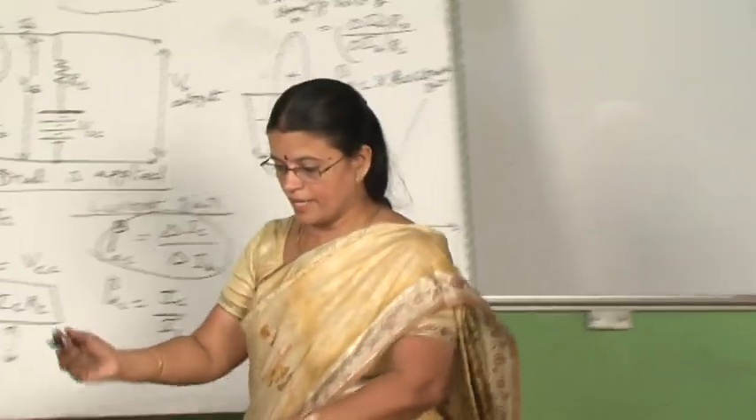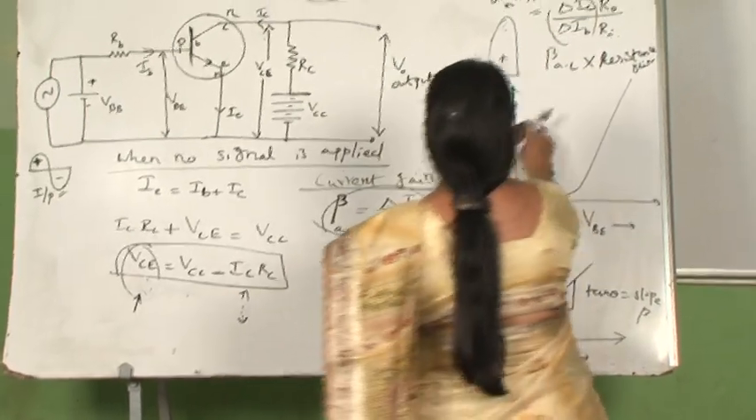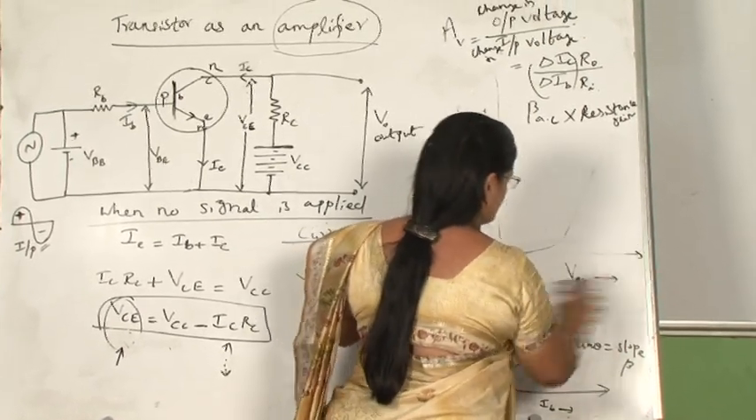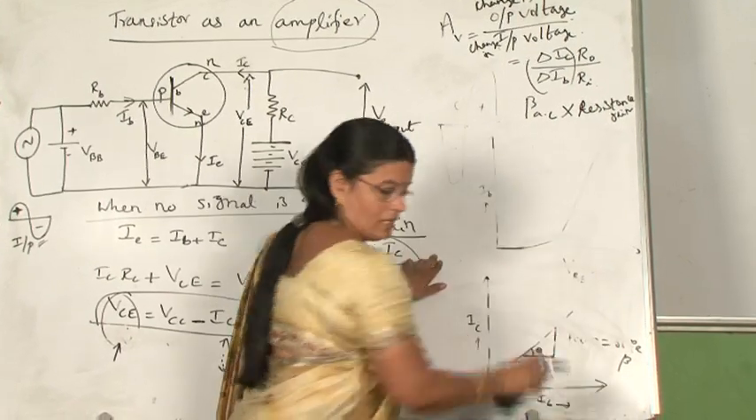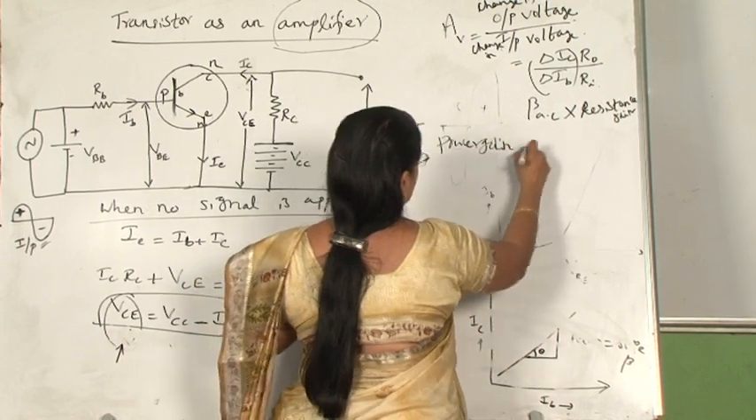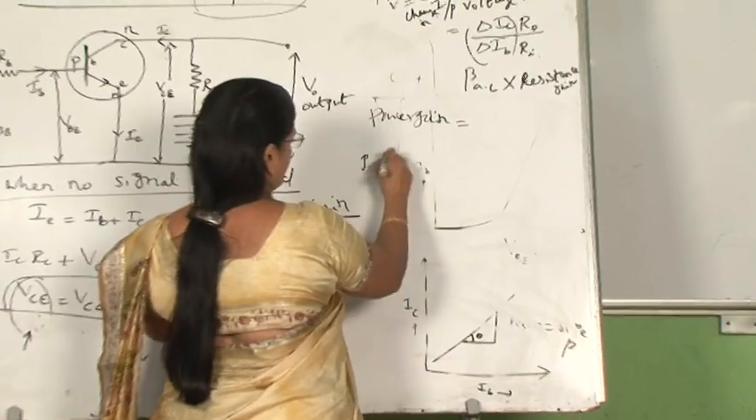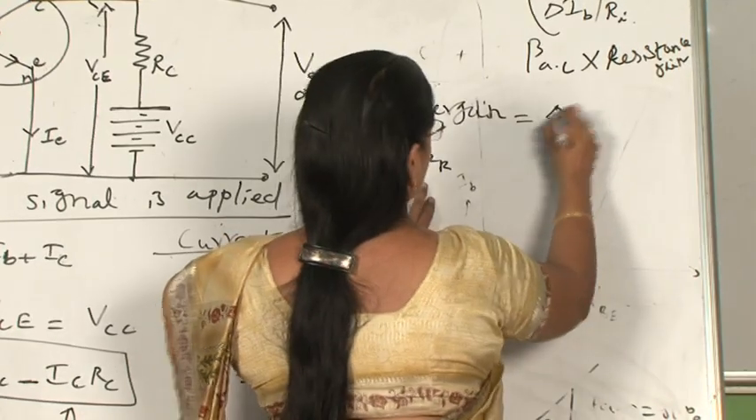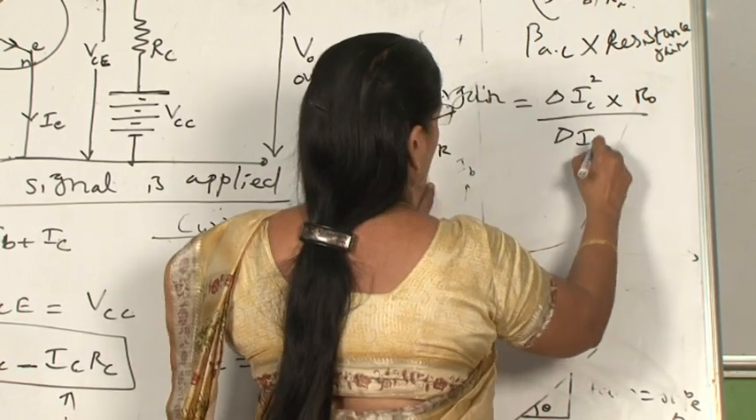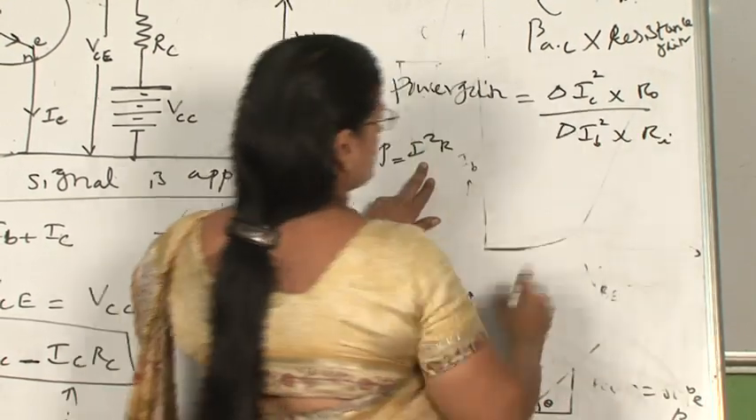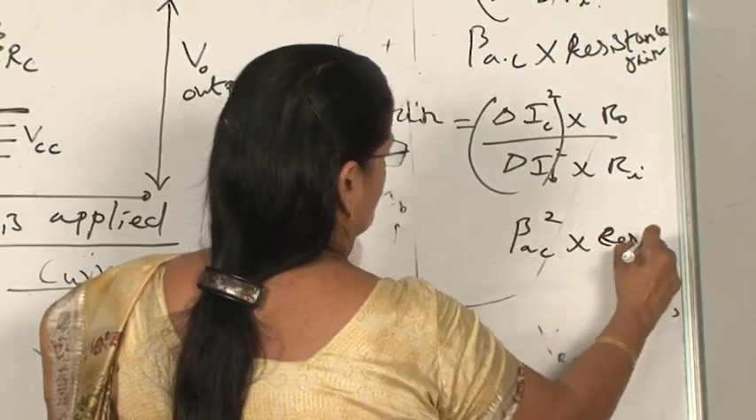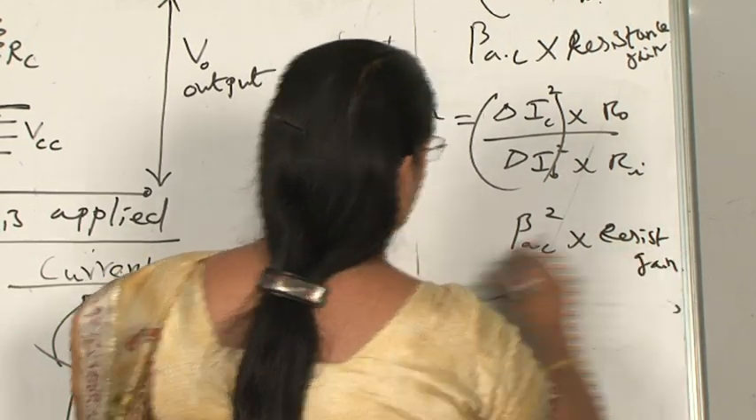So, if you want to write power gain, we know Joule's law of heating effect formula. So, based on that also we can write. So, power gain will be, so what it can be? Power is what? I square R. So, we can write delta IC square into R naught upon delta IB square into Ri. So, what will be this actually? Beta AC square into resistance gain. So, this is the power gain.